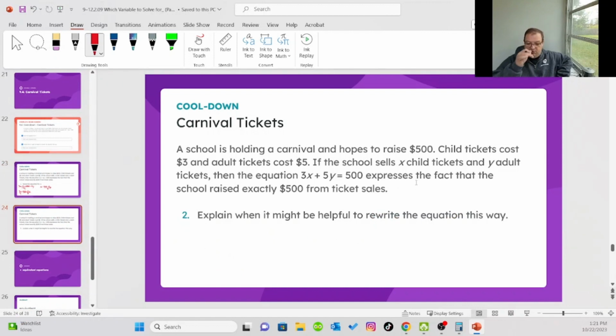And finally, explain when it might be helpful to rewrite the equation this way. If I wanted to calculate how many children tickets were sold when I know how many adult tickets were sold, this will take the adult tickets as the input and calculate child tickets as the output.